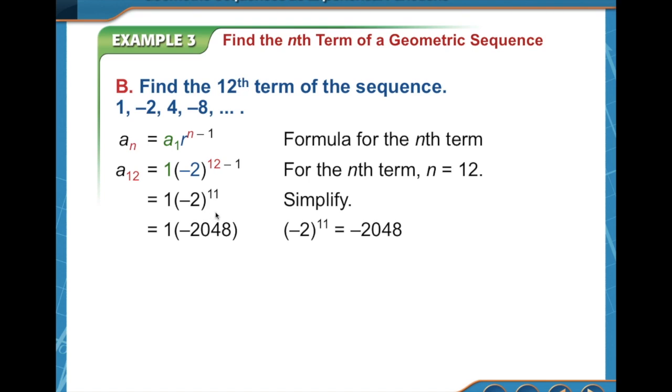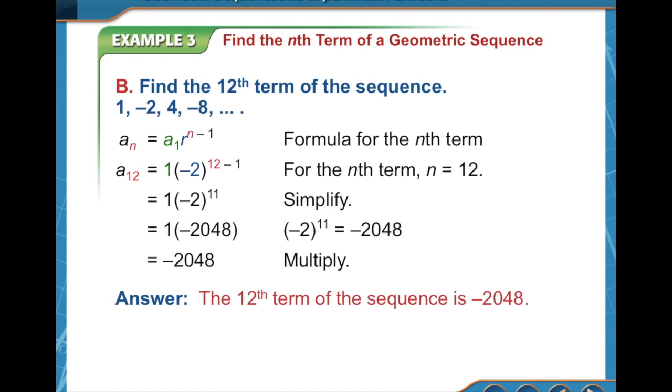-2 to the 11th, you can put that in a calculator, is -2048. So our 12th term will be -2048, because times 1 doesn't change anything. So 12th term has to be, in our sequence, -2048. Done for 3B.